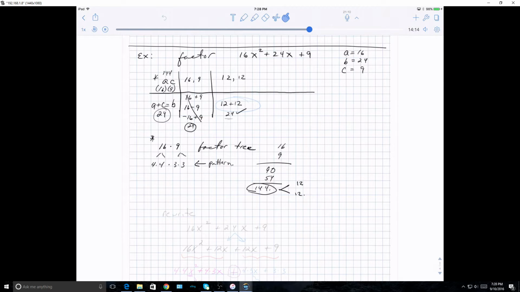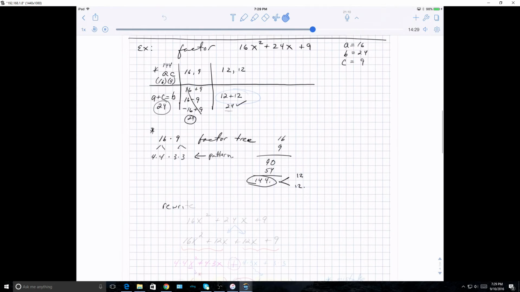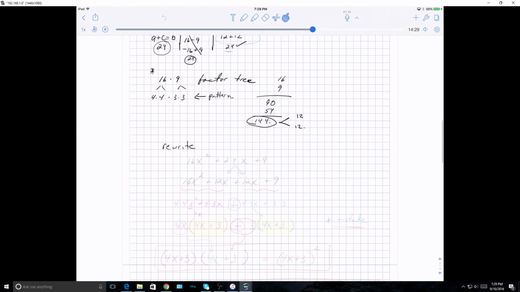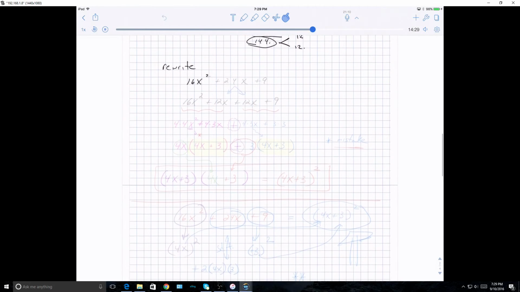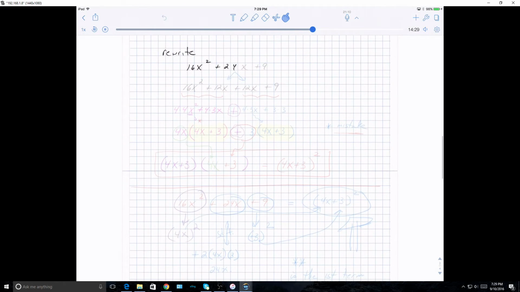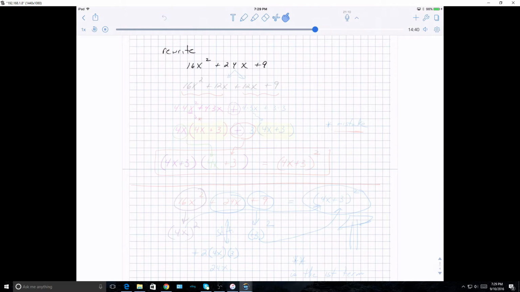The mess up wasn't actually in the problem, it was me hitting the button. So we're good at what we have, so let's rewrite the problem now. Sometimes I have trouble. So let's rewrite the problem just so we have it nice and clean. So we have 16x squared plus 24x plus 9.